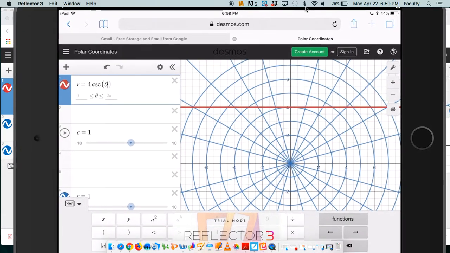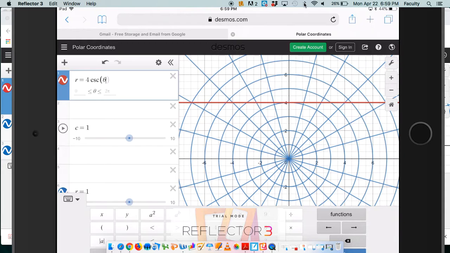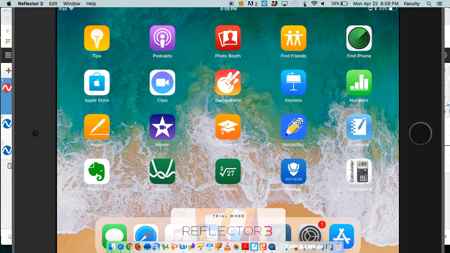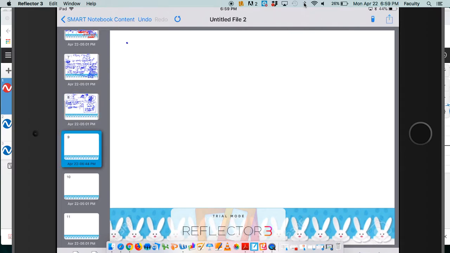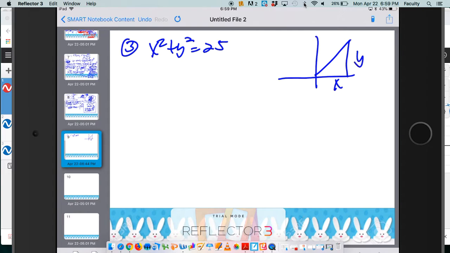All right, so now let's go to this. All right, so number 3. Number 3 is x squared plus y squared equals 25. Remember from our picture of x and y coordinates, as opposed to r and theta, which are polar coordinates, we know that x squared plus y squared equals r squared. Oh, sorry. X squared plus y squared equals r squared is one of our facts that we have here. So I can immediately go to r squared equals 25, square root that, and you can just say 5.